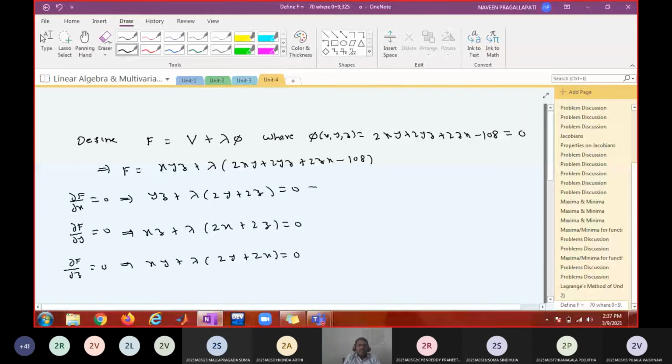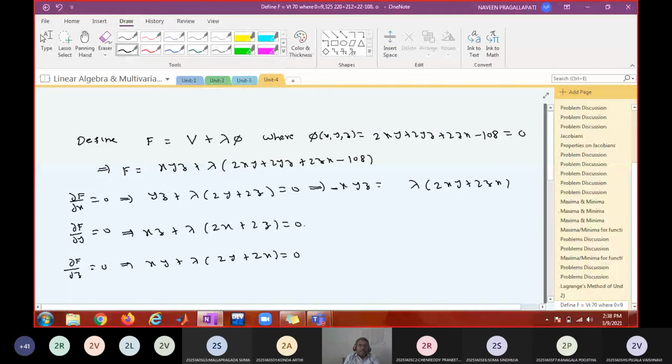It is similar to what we did earlier. So now multiply both sides with x and get the expression for xyz at this time. Xyz equal to minus lambda into... or you may write minus xyz equal to lambda into 2xy plus 2zx.